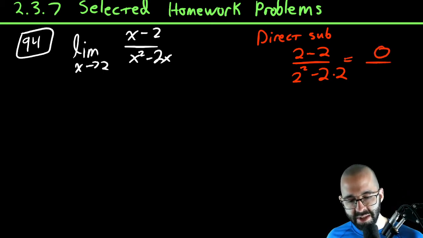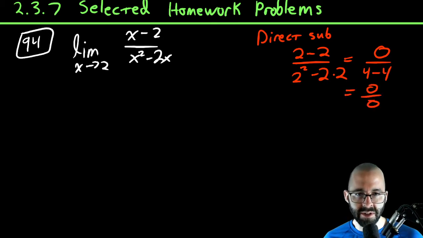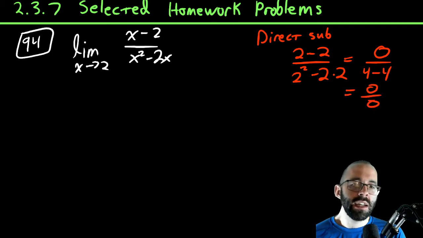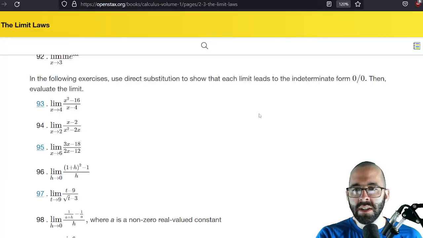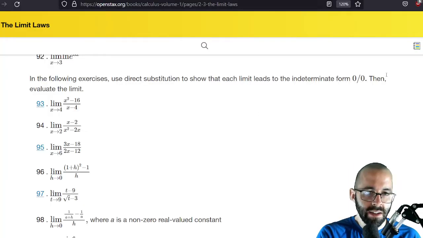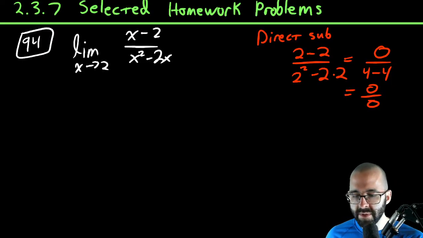Well, then the top becomes 0. The bottom becomes 4 minus 4. Yes, this does become 0 over 0. So direct substitution doesn't work, even though it's a rational function. The problem told us to use direct substitution to show that we have 0 over 0. We've done that. And then it says evaluate the limit.